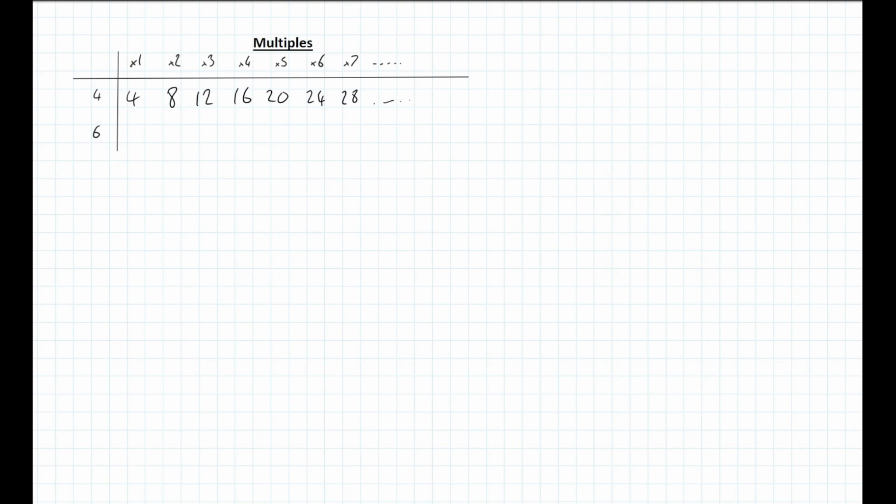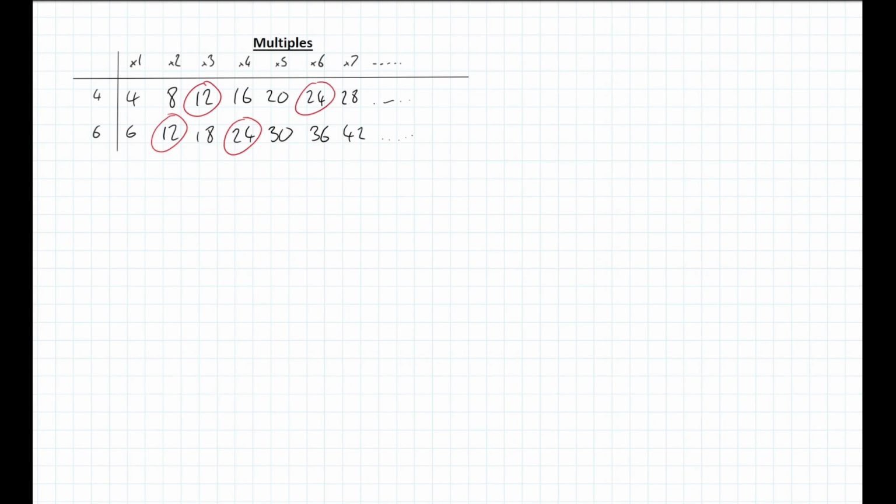If I was doing my multiples of 6, I would have 6, 12, 18, 24, 30, 36, 42, and so on. Now what you might notice is that if I'm looking at the multiples of 4 and the multiples of 6, they both have the number 24 in them. That would make the number 24 a common multiple. However, there's another common multiple in the number 12. Now the number 12 is the lowest common multiple because out of the common multiples, it is the lowest number.